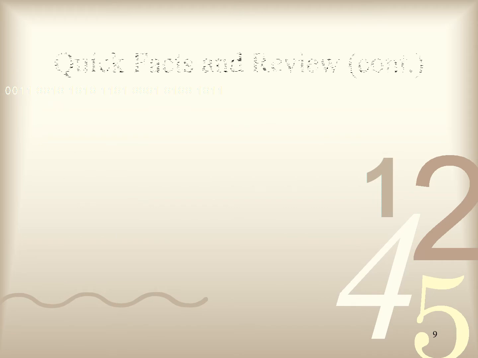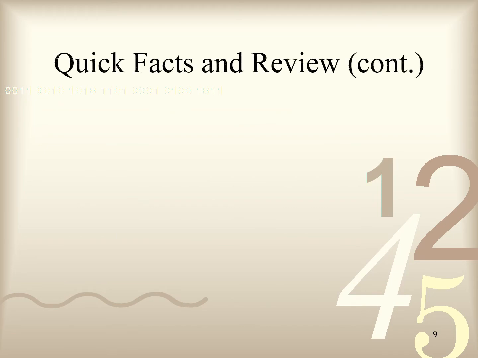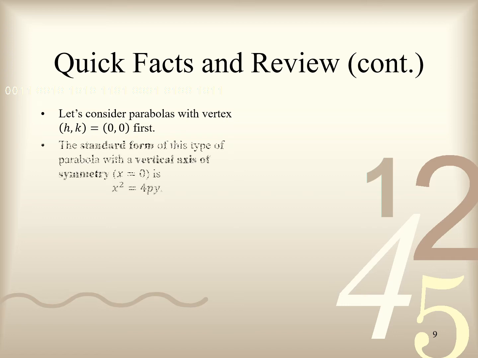We continue with some more quick facts and review for problem 9. These are more advanced than at the high school level. Let's consider parabolas with vertex (h, k) given by the origin (0, 0) first. The standard form of this type of parabola, with a vertical axis of symmetry, in this case the y-axis x equals 0, is given by the equation x squared equal to 4py.